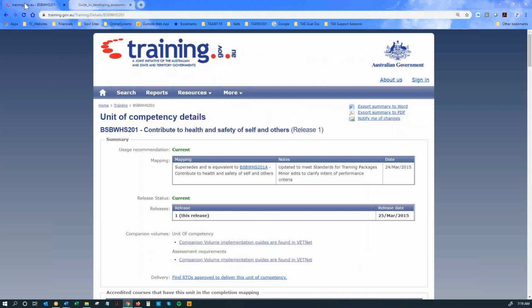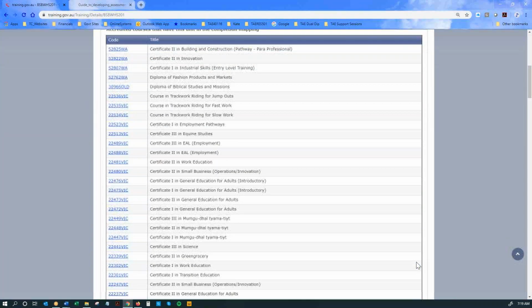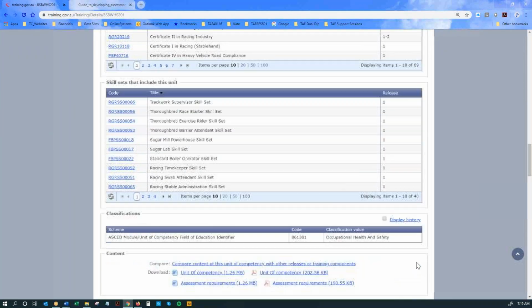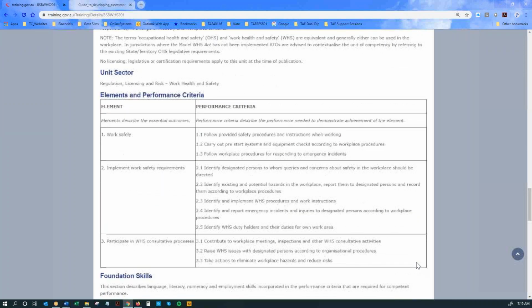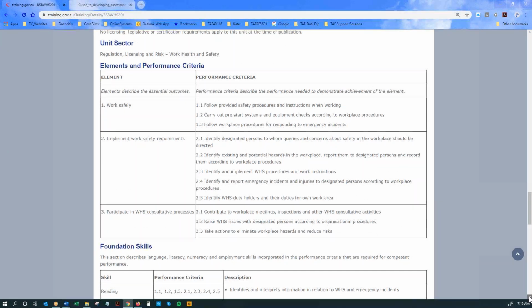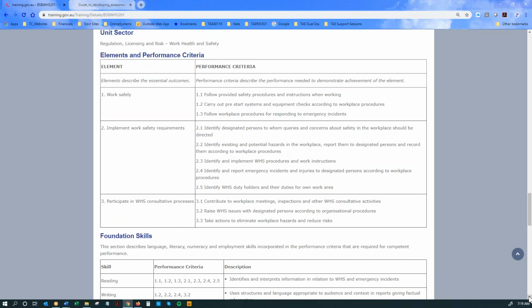So let's have a look at that in a real unit of competency. The example that we're going to be working with today is called BSBWHS201, Contribute to Health and Safety of Self and Others. And if we scroll down to where we have the elements, so that's when we get to the unit sector part of the unit, then it will give us a little table here, and very similar layout will be found within all units of competency. Some of them are the old format, which may be just slightly different, but most are in the process of being upgraded to the format that you see on the screen now.